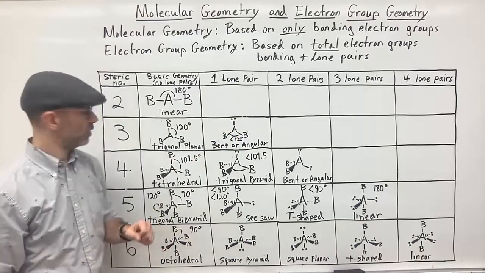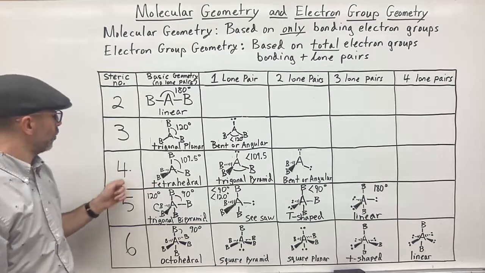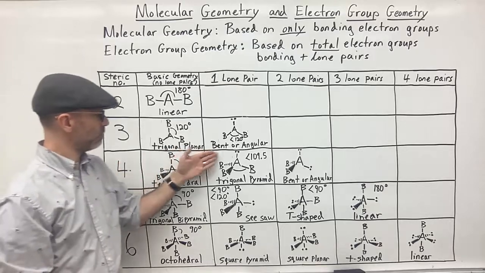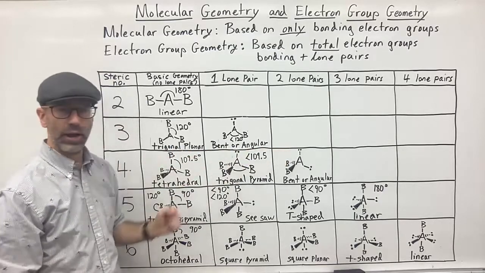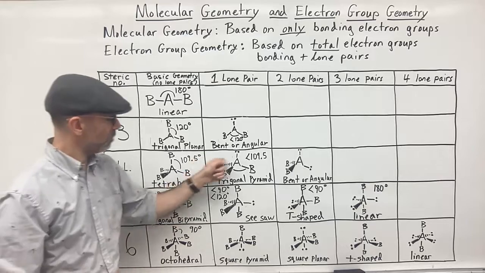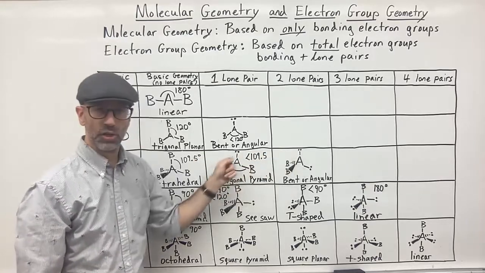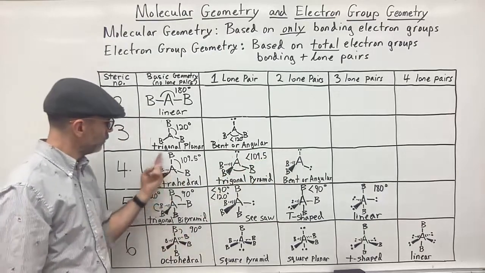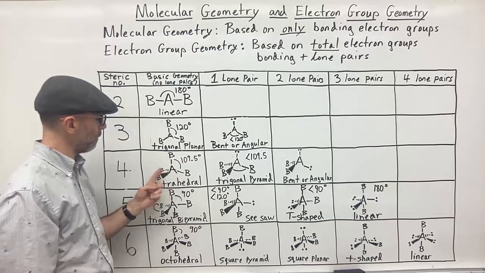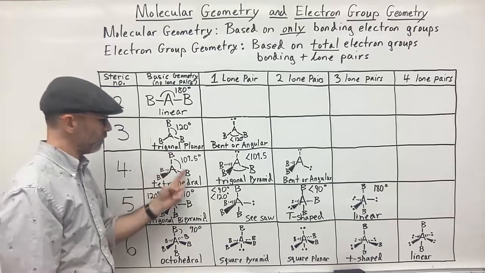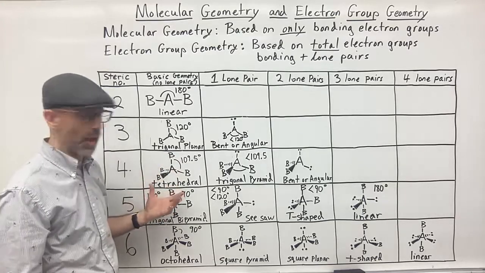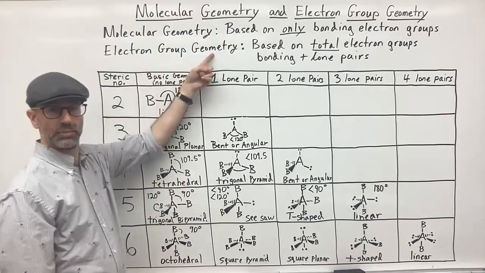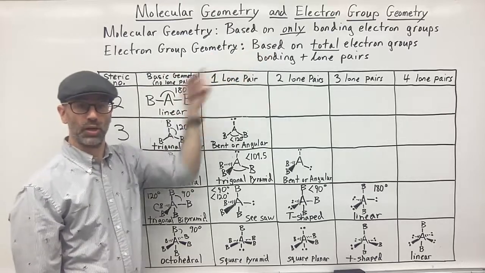Okay, so let's look at number 4. Here for number 4, we have 4 electron groups. Every molecule in this row has 4 electron groups. Some molecules have lone pairs. This one has 2, this one has 1, this one has 2. For this molecule, you have 4 bonding groups. And because you have 4 electron groups, all of them bonding, it's a tetrahedral shape for the electron group geometry, because we're considering the total electron groups.